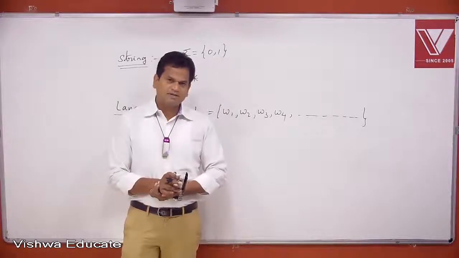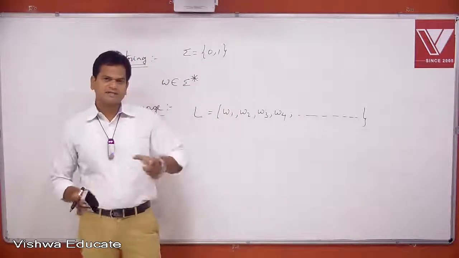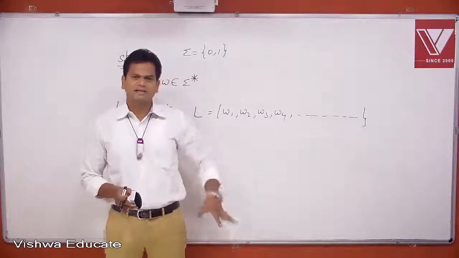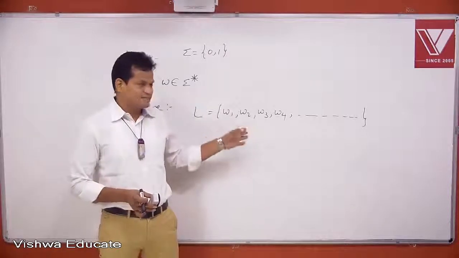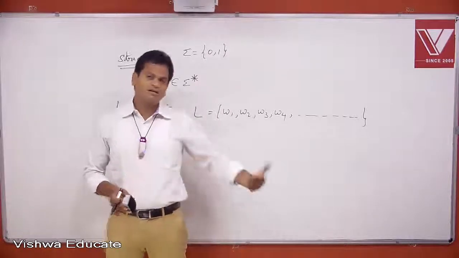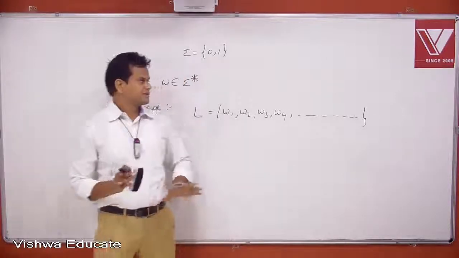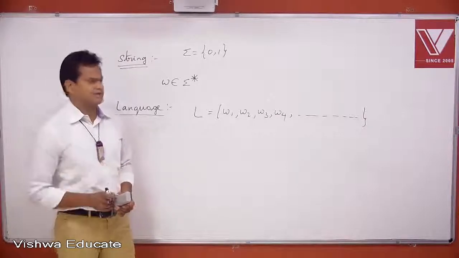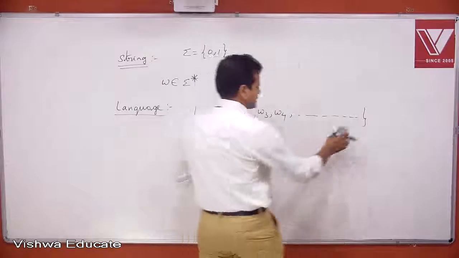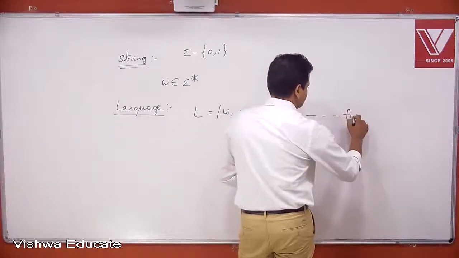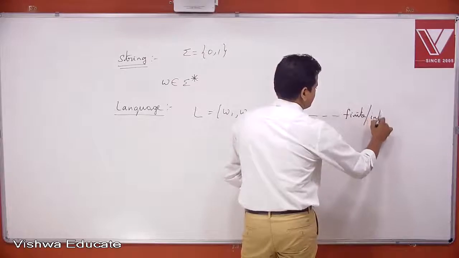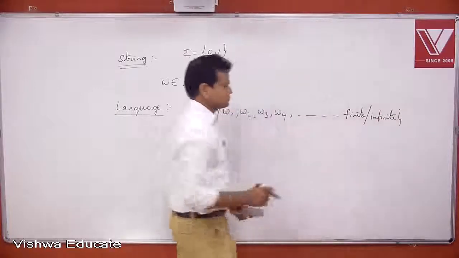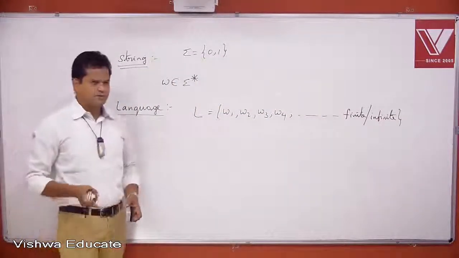And sigma also must have a finite number of elements. Sigma is a set of elements, should be finite. A string is any combination over sigma, should be finite. A language is a set of strings; it may have a finite number of strings, or it can have an infinite number of strings. Okay, this is about alphabet, input alphabet, string, and language. Okay, next we will go.